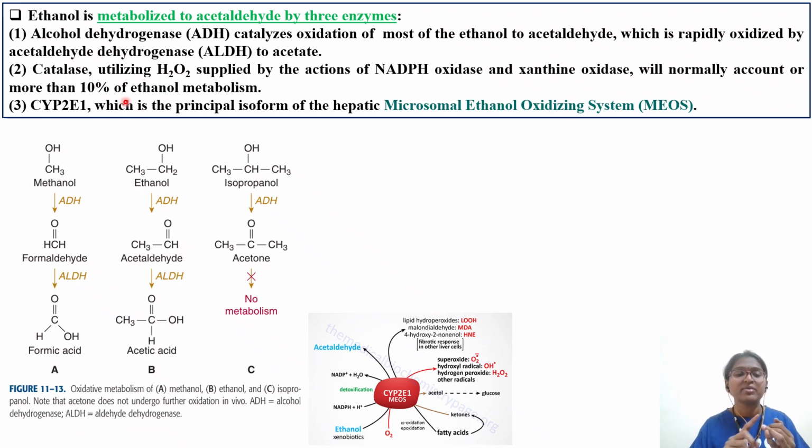Then we have to remember the third type of enzyme, that is CYP2E1. The CYP family contains many things, 450, 3A, like that. Particularly with respect to alcohol metabolism, CYP2E1 is involved. CYP2E1 is the principal isoform of the hepatic microsomal ethanol oxidizing system. This is also involved in the metabolism of alcohol.